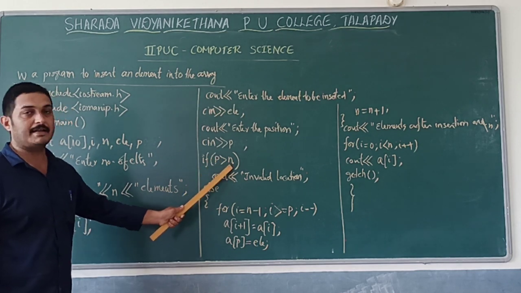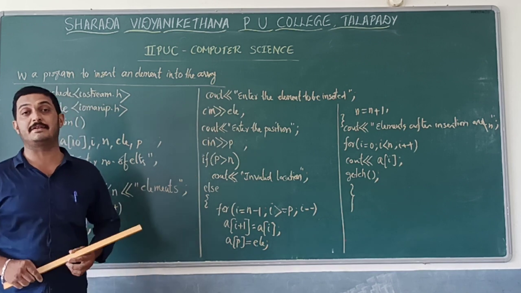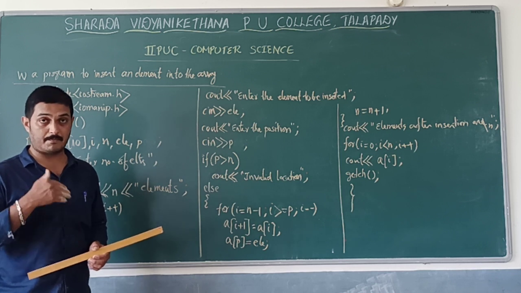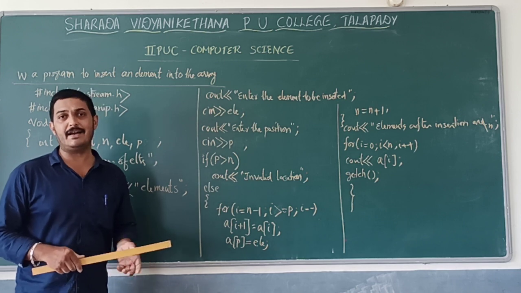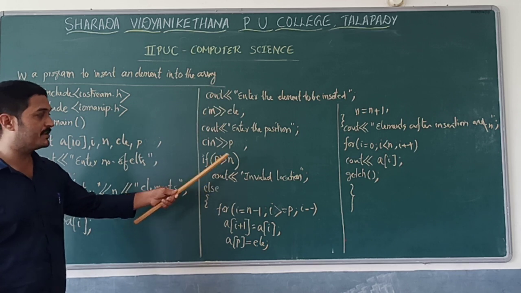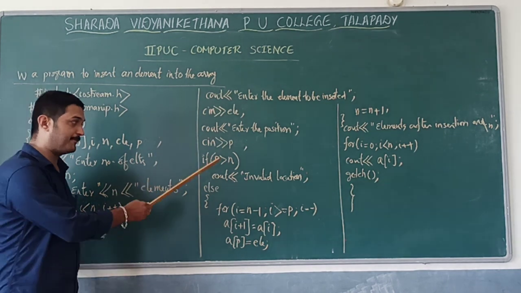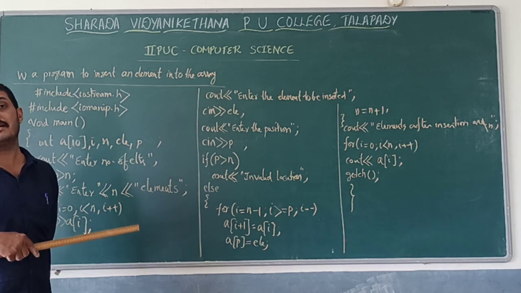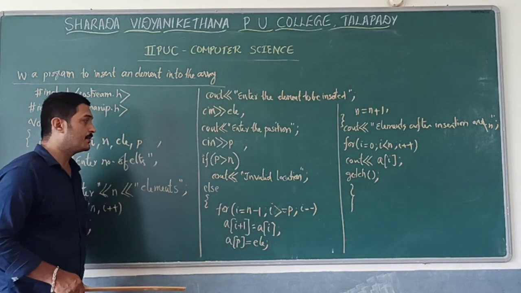And then, if p is greater than n. The total number of elements n is equal to 5. If you are asking to insert the element at the 7th or 8th location, it's an invalid location. So if p is greater than n, we have to display cout invalid position. Else, if it is not greater than n, if it is less than n and greater than or equal to 0, so what happens?